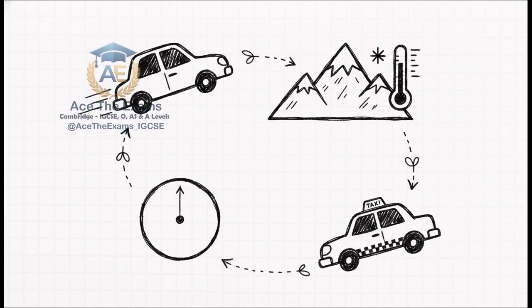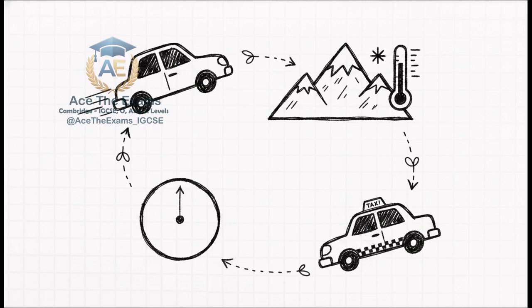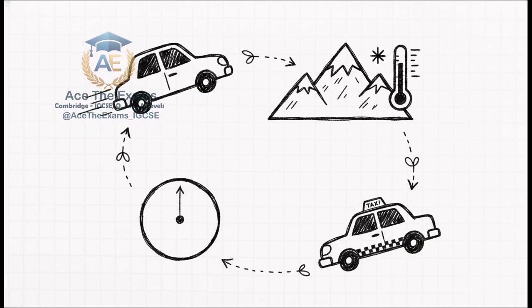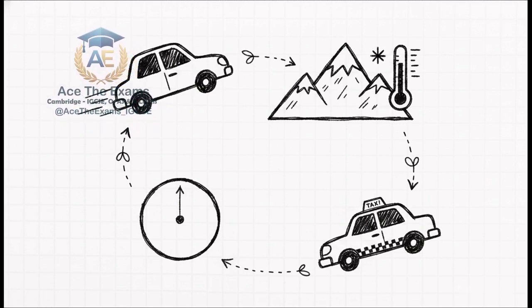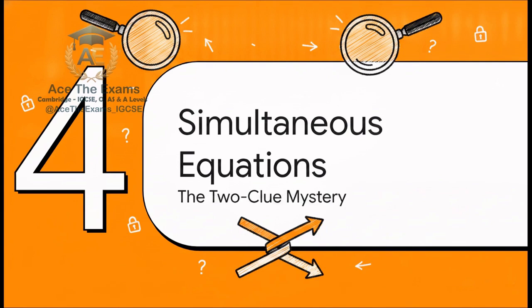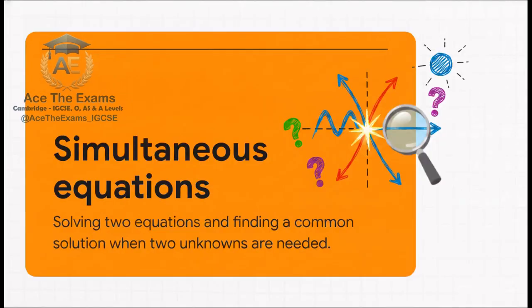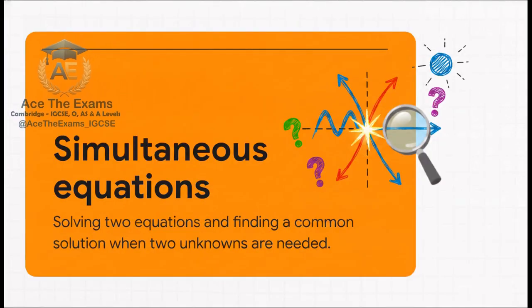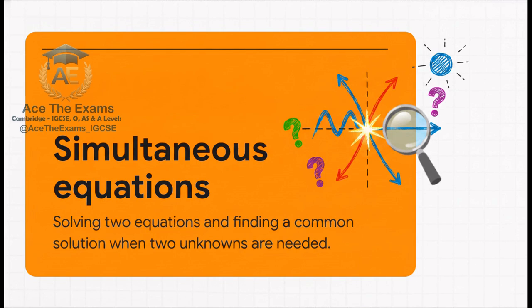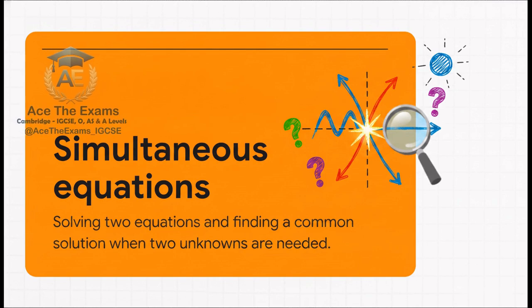From figuring out the area of a circle to calculating the final cost of your taxi ride with fixed charges, formulas are what allow us to map out reality. All right, Section 4, Solving Equations Simultaneously, the two-clue mystery. Sometimes life doesn't just hand us an x to find, it hides a y as well. This is where simultaneous equations come in.